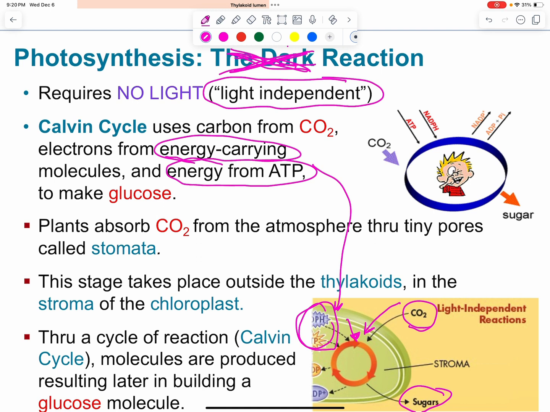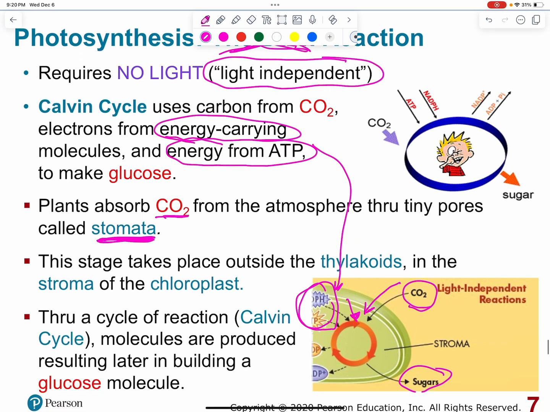So the bullet says plants have to take in carbon dioxide from those holes on the underside of the leaf. They need the energy that came from the light reaction. And with that, they're going to go through a series of chemical reactions, and they're going to make sugar. How many carbons does sugar have?